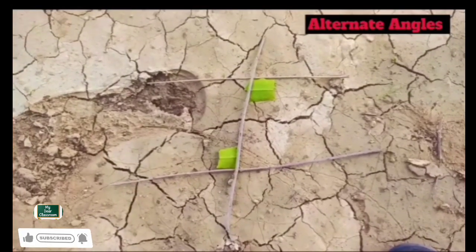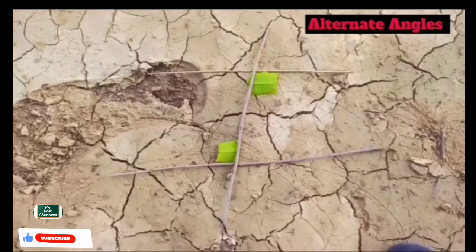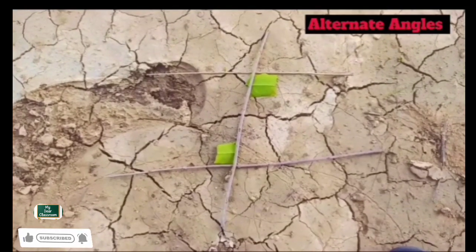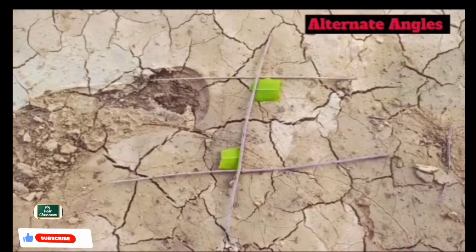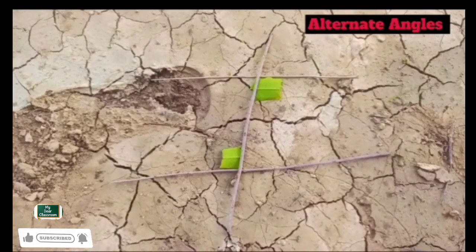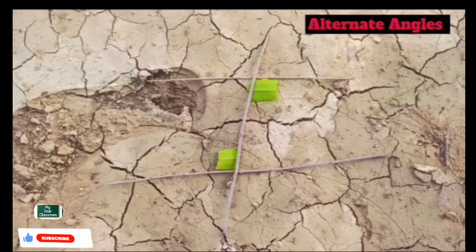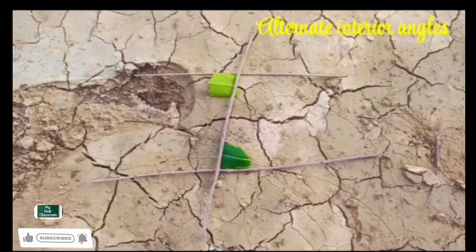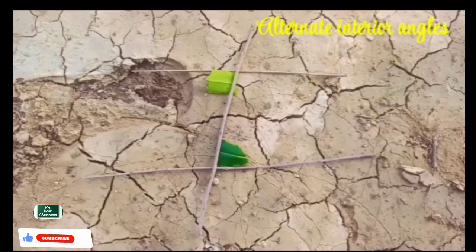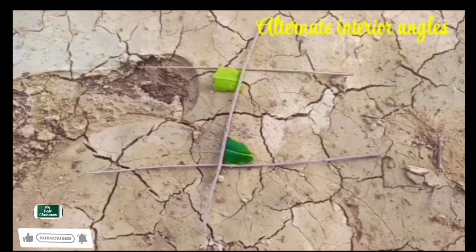So, kids, let's learn from the nature. You can see two angles are shown by the leaf, which is at the opposite side of the transversal. These are called as alternate angles, which are formed by the intersection of two lines. Same way, you can see here we have two more angles on the two different corners. Again, they will be called as alternate interior angles.